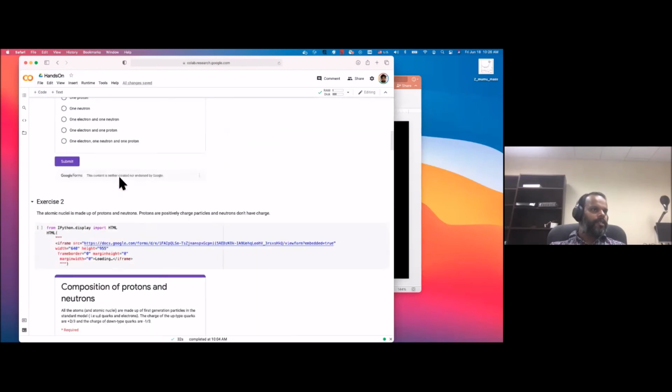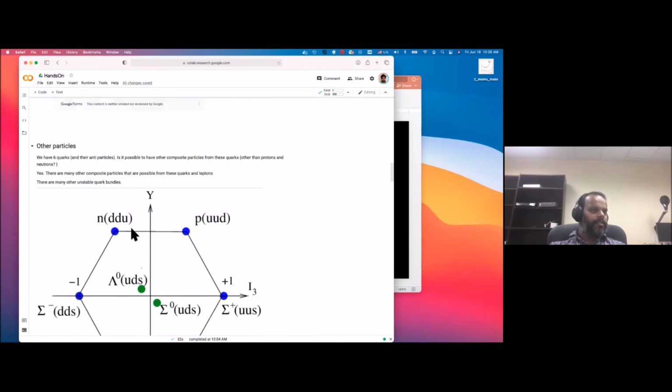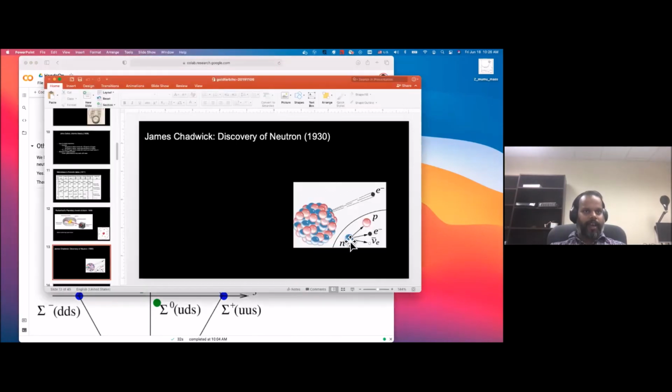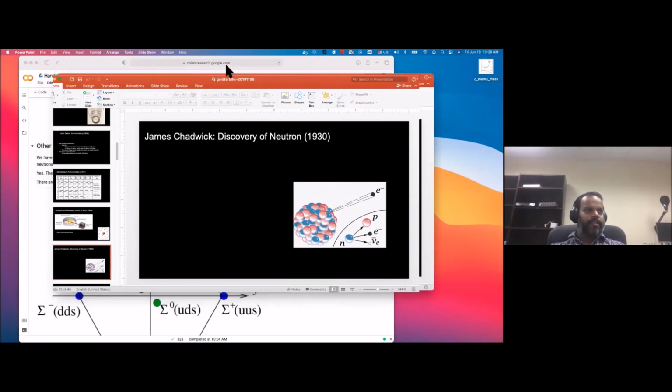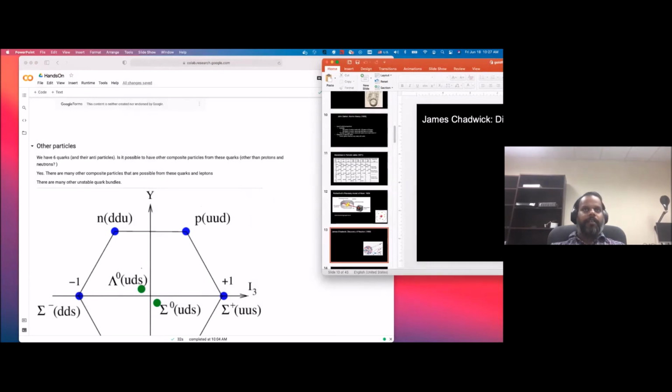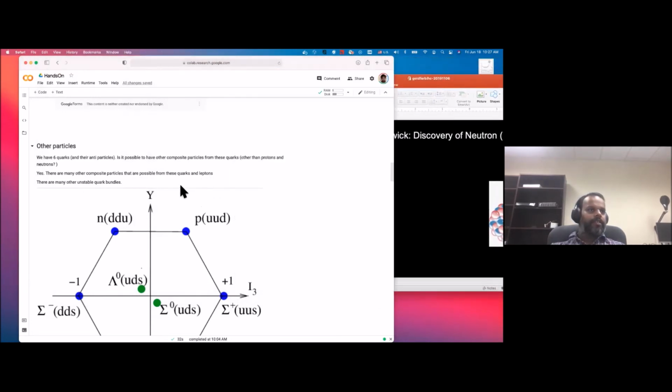What was that? You did this exercise. This is a bound state of two down quarks and one up quark. Now one neutron can become a proton by emitting an electron. So what happens here is, this neutron has two down type quarks, right? One of these down type quarks, which has a negative one-third charge, will become an up type quark by emitting another particle, which will eventually become an electron. So this is how radioactivity happens.